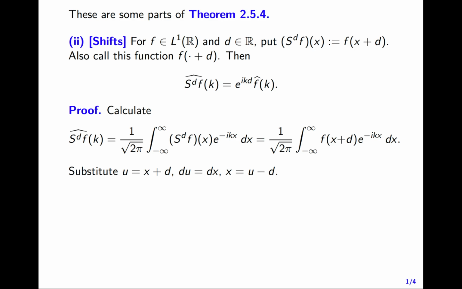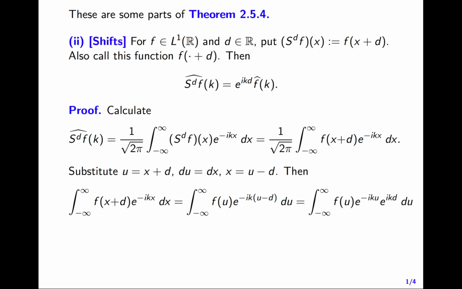So we'll put u equal to x plus d, du is dx. We solve for x equals u minus d. And then the integral from minus infinity to infinity of f of x plus d, e to the minus ikx dx is now the integral from minus infinity to infinity. The x plus d becomes u, the x becomes u minus d in the exponential, and the dx becomes a du. And then I'll just do the arithmetic in the exponential, so I get the integral from minus infinity to infinity of f of u times e to the minus iku times e to the ikd du.